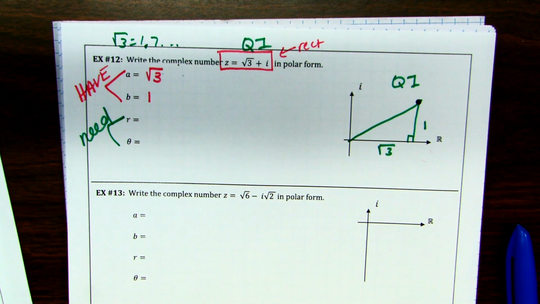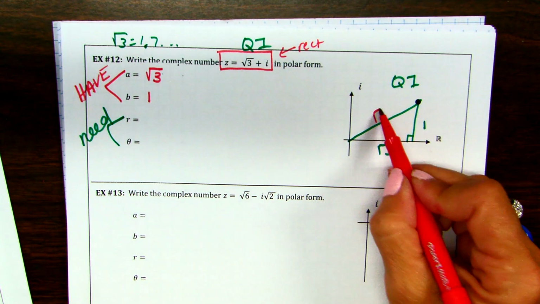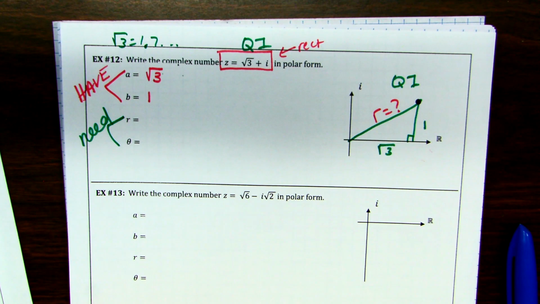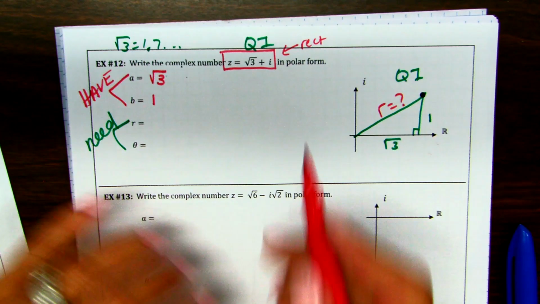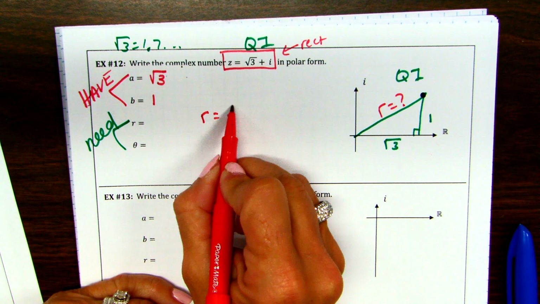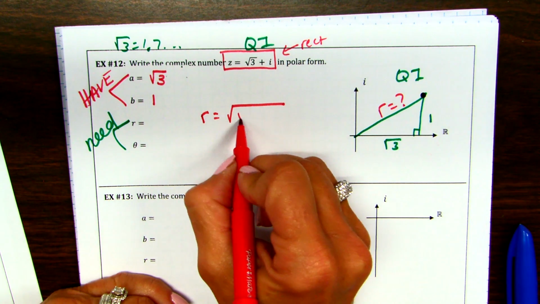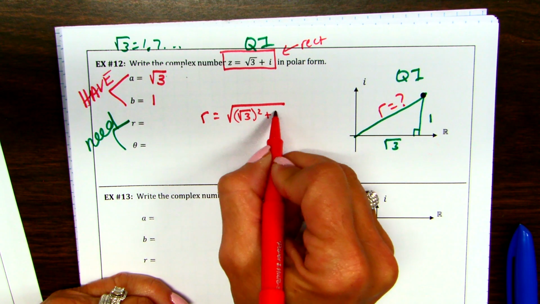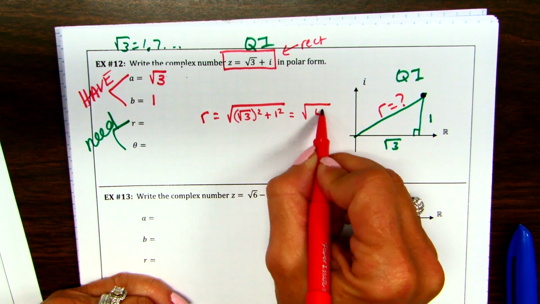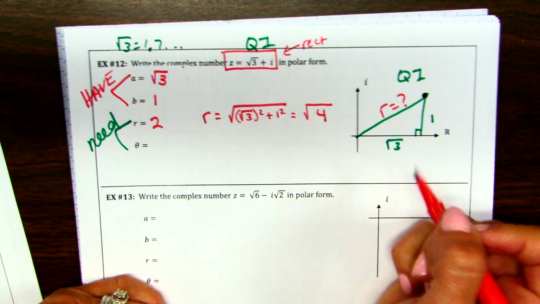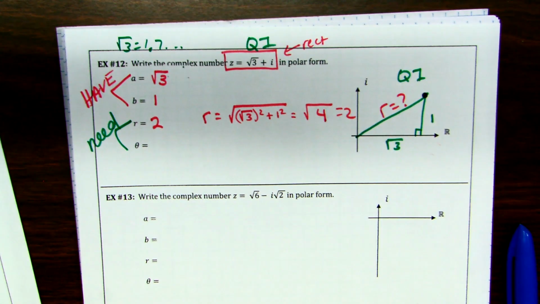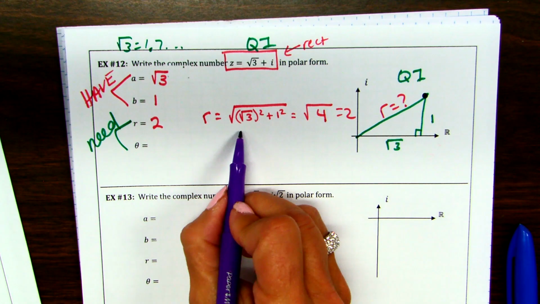So think about it. What is R? It's just your hypotenuse, right? We need the R. That's one of the things we need. Well, we can use this to find that. R equals the square root of A squared plus B squared. Right? R is 2, always positive. And then we'll use our tan formula.